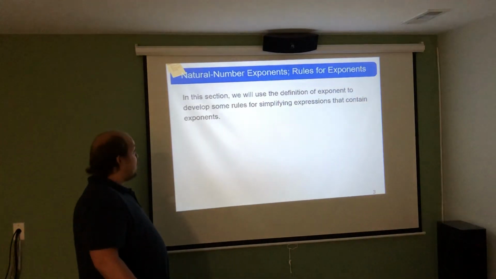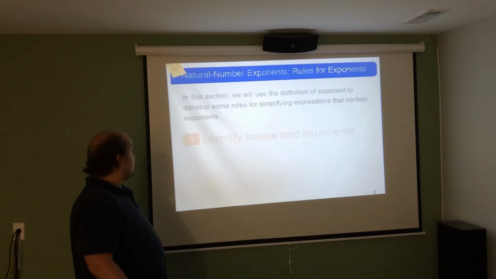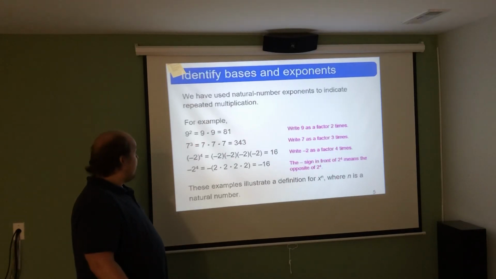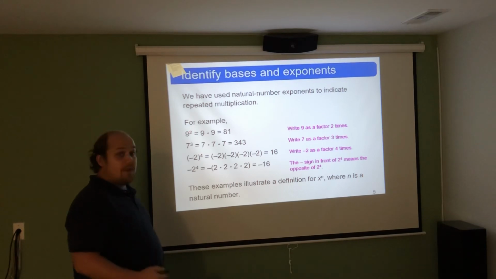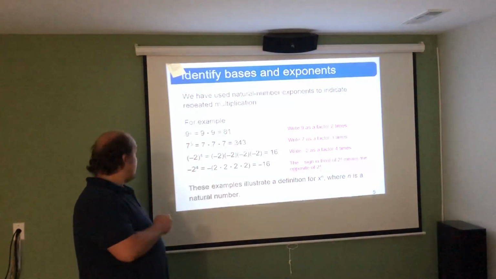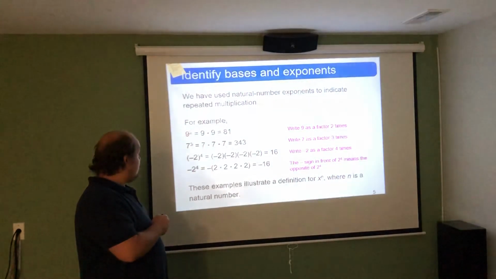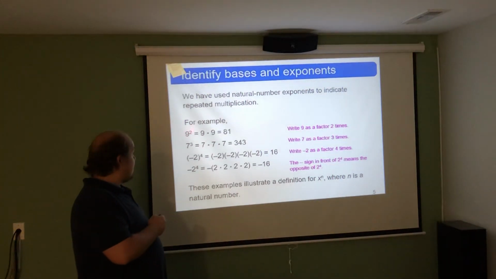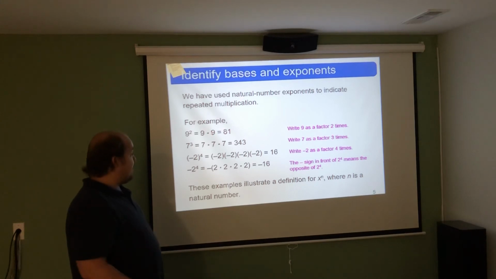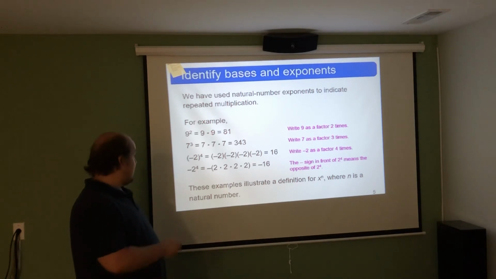So we're going to start with the definition of the exponent. Basically, this 2 is an exponent. What it means is we're going to multiply the base 9 times itself 2 times. So 9 to the power of 2 has a base of 9 and exponent of 2. It means I write it as 9 times 9. If I did that multiplication out, I get 81.